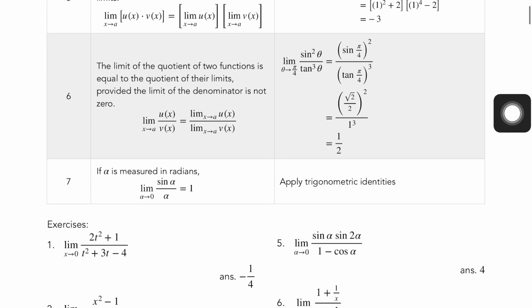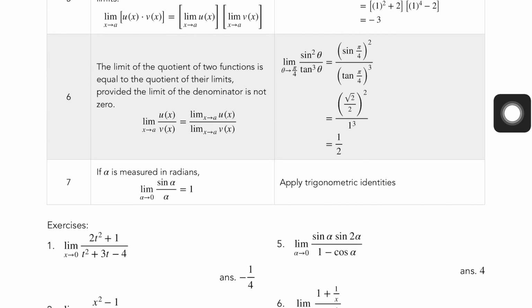And then for the 6th theorem, the limit of the quotient of two functions is equal to the quotient of their limits, provided the limit of the denominator is not 0. So there is a condition here. The limit of a quotient of two functions is equal to the quotient of their limits, provided that the limit of the denominator is not equal to 0.